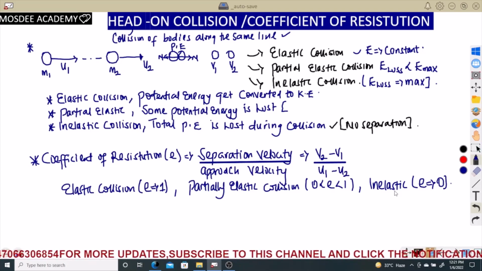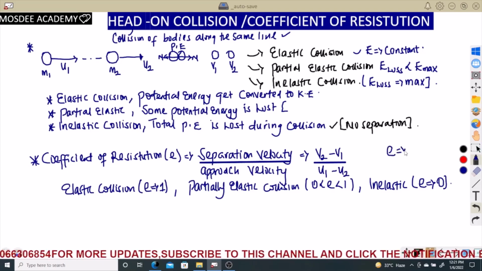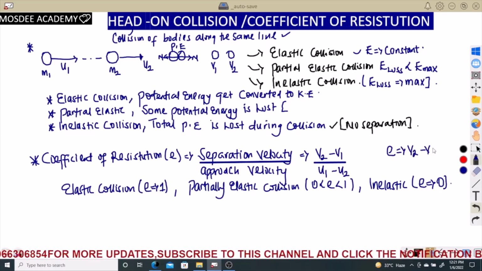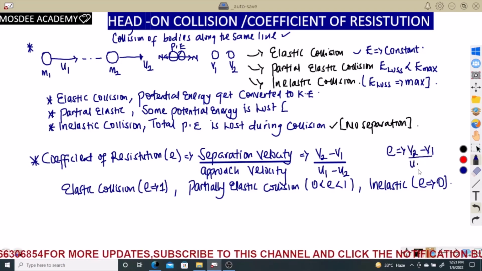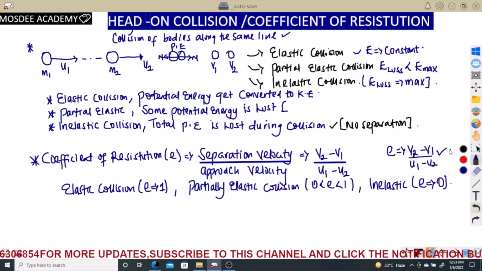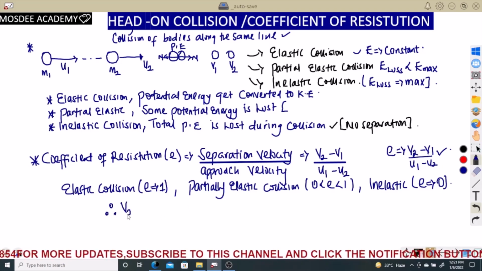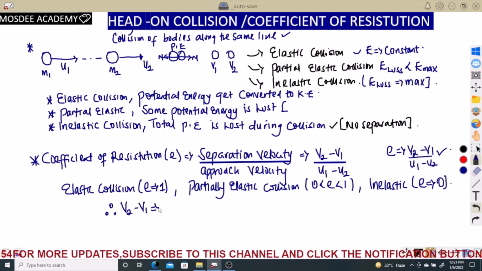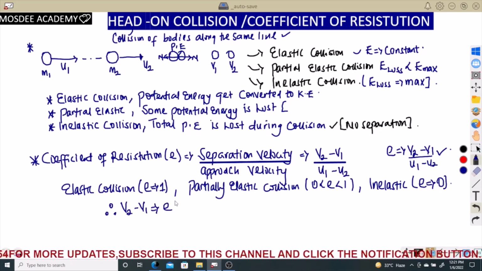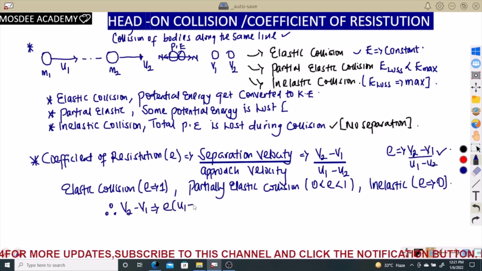So in that sequence, what I have here is just e equals (v2 minus v1) over (u1 minus u2). This is the formula you keep at the back of your mind, because some questions will give you values in terms of coefficient of restitution. If I cross multiply, we are going to have v2 minus v1 equals e(u1 minus u2).